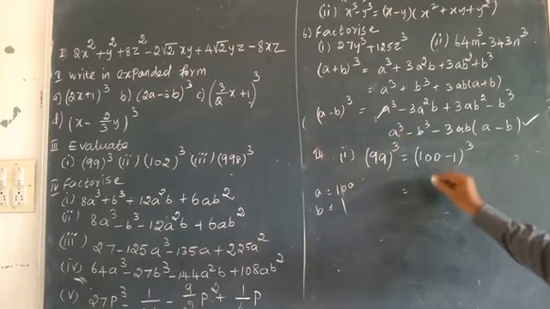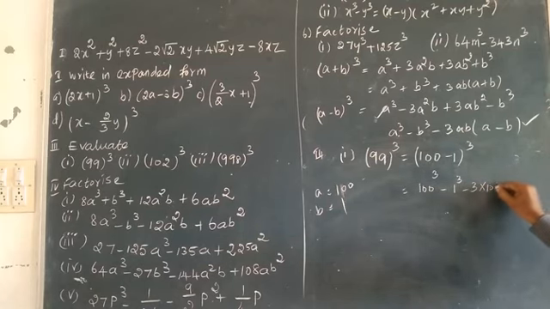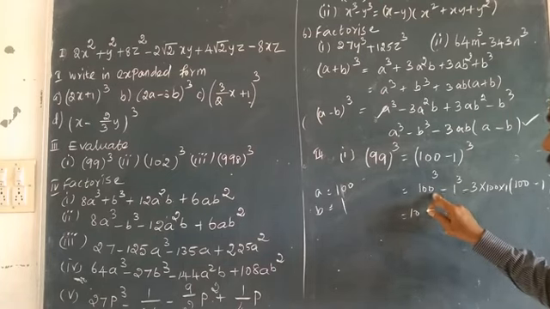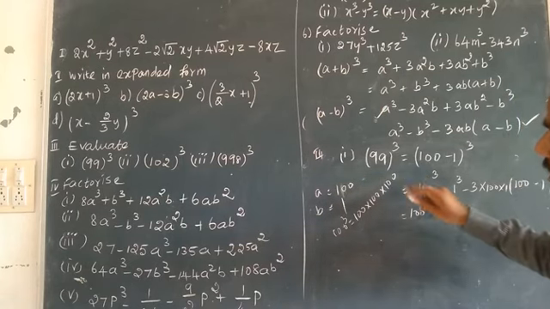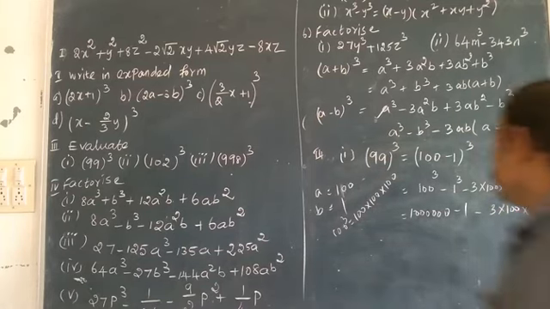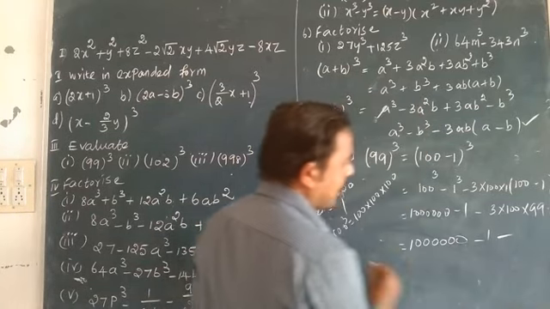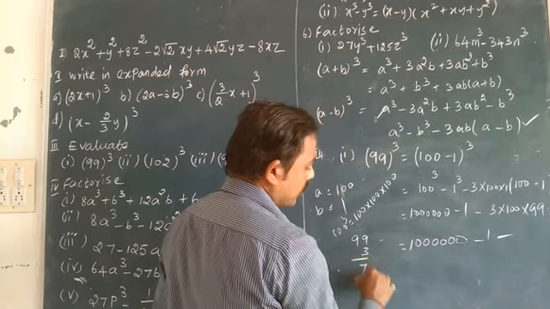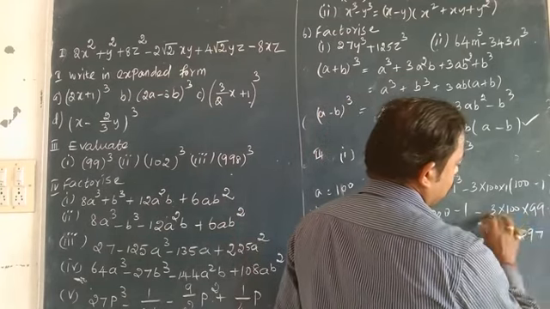So for that, (a - b)^3 equals a^3 - b^3 - 3ab(a - b), that is 100^3 - 1^3 - 3 into 100 into 1 into (100 - 1). 100^3 is 100 into 100 into 100, that is 1 followed by six zeros, minus 1, minus 3 into 100 into 1 into 99. 3 into 99 is 297.